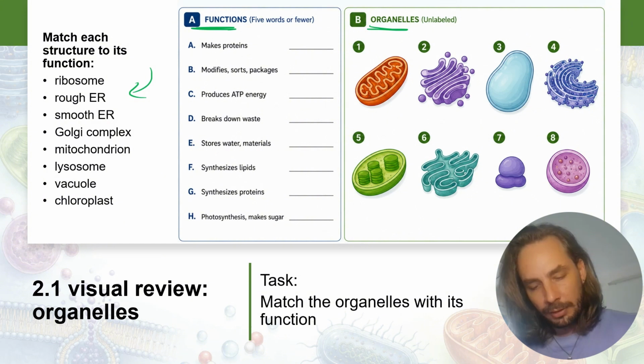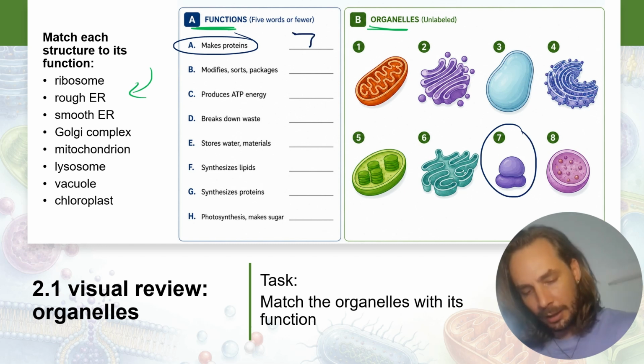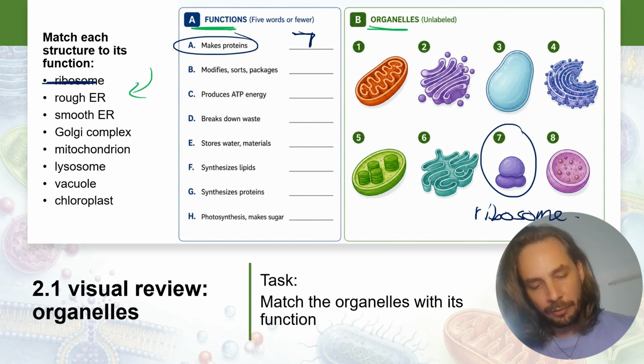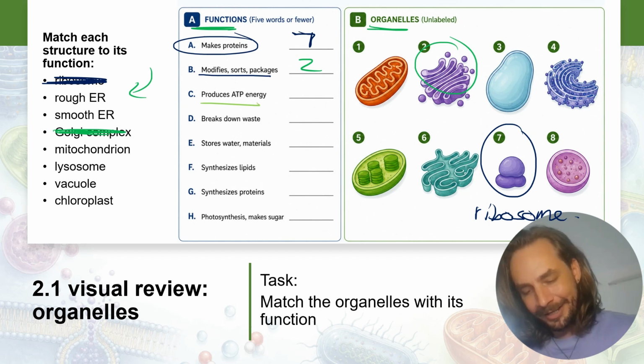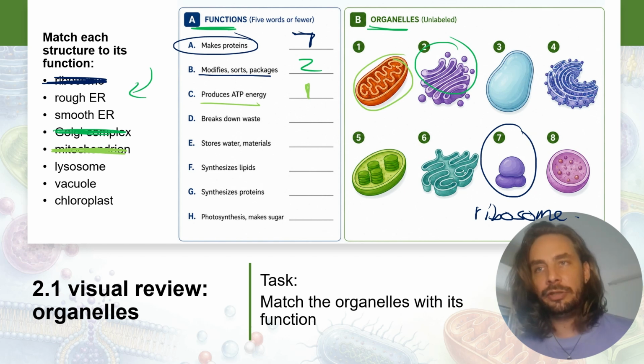Okay. So the structure that makes proteins is number 7, and it is called the ribosomes. Good, so we already used ribosome. Modifies, sorts, and packages materials. That is the Golgi complex. Okay, so number 2. Next one. Produces ATP energy, and that is our mitochondria over here. Okay, and the mitochondria uses aerobic respiration to produce ATP energy.